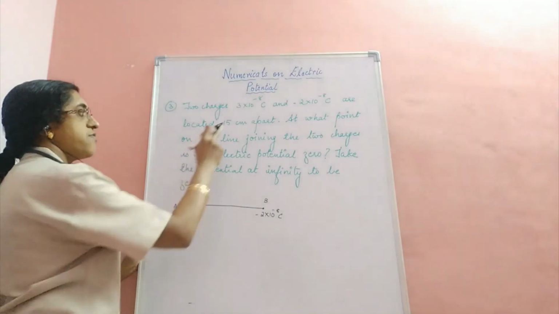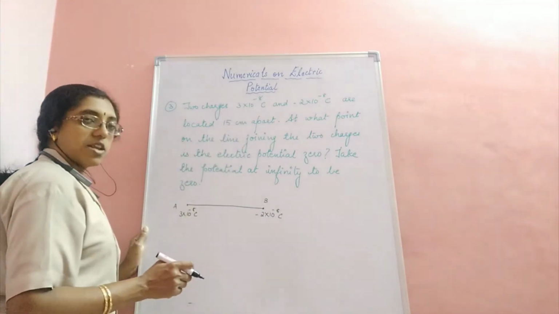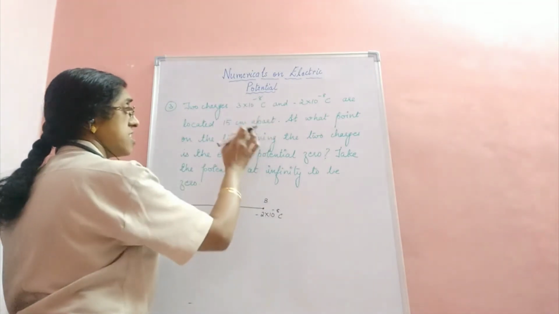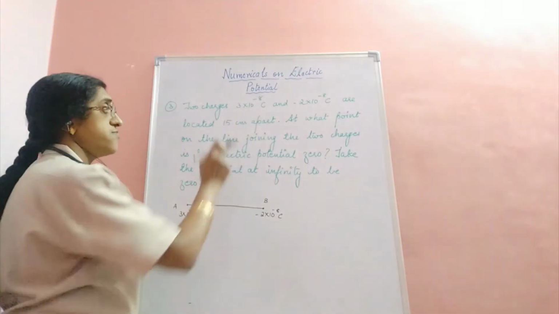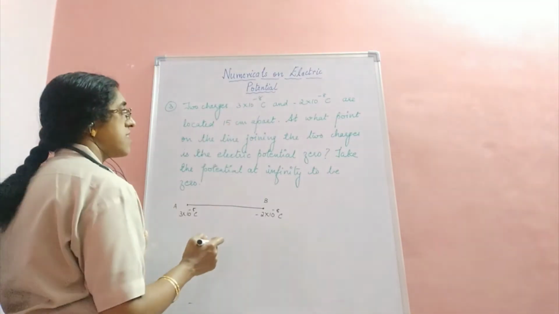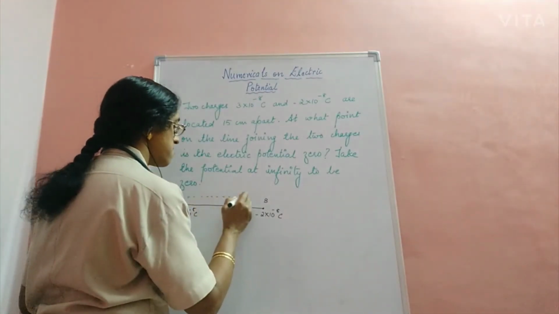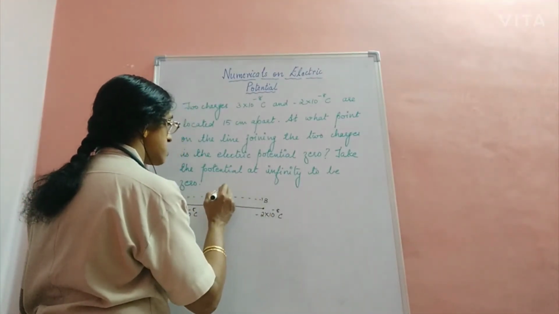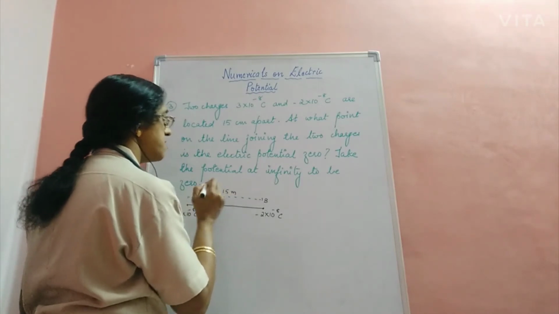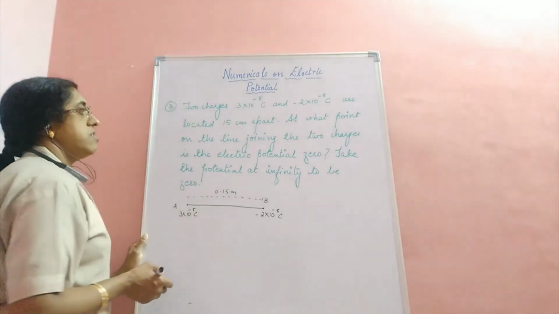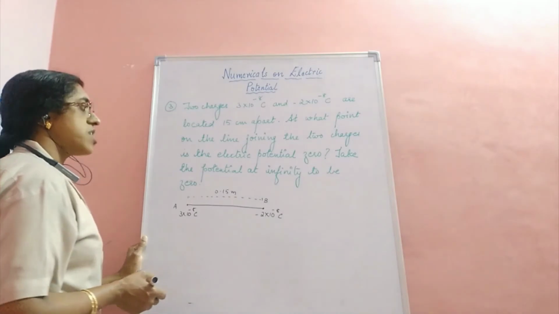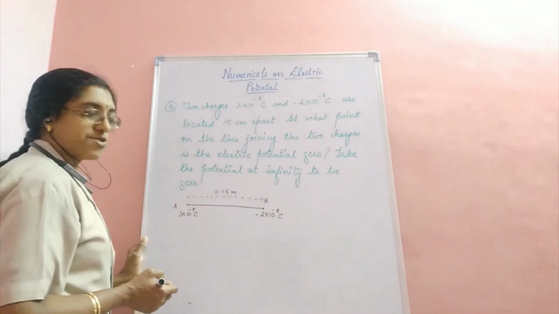They are located 15 centimeter apart. Now, since it's not an SI unit, I'll convert it into an SI unit, that is 0.15 meter. So the distance from here to here is 0.15 meter. At what point in the line dividing the two charges is the electric potential 0?